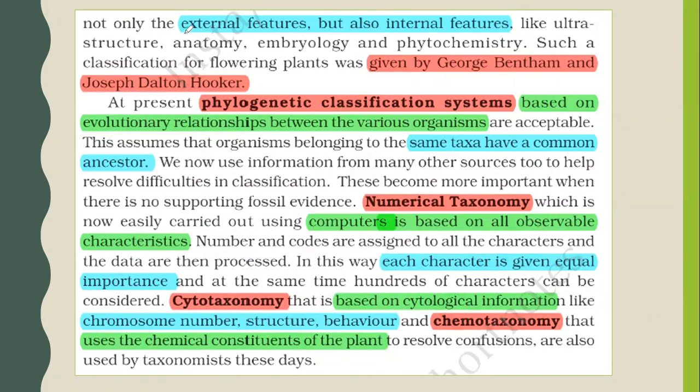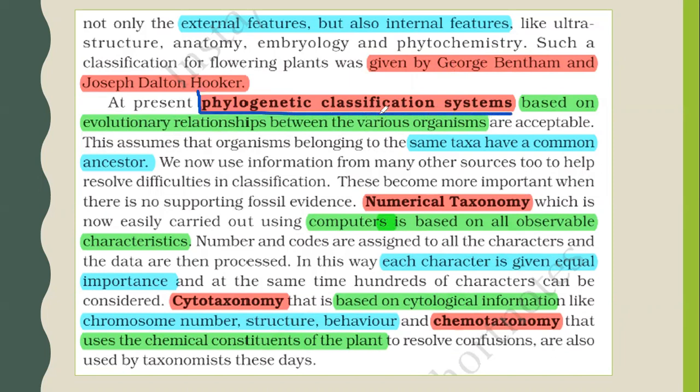So the natural system did not only mention or explain the external features, but it played an important role in explaining the internal features as well. So such a classification of artificial was given by Linnaeus. Now the natural system of classification is given by George Bentham and Joseph Dalton Hooker. So George Bentham and Joseph Dalton Hooker proposed the artificial system of classification. Not, sorry, the natural system of classification.